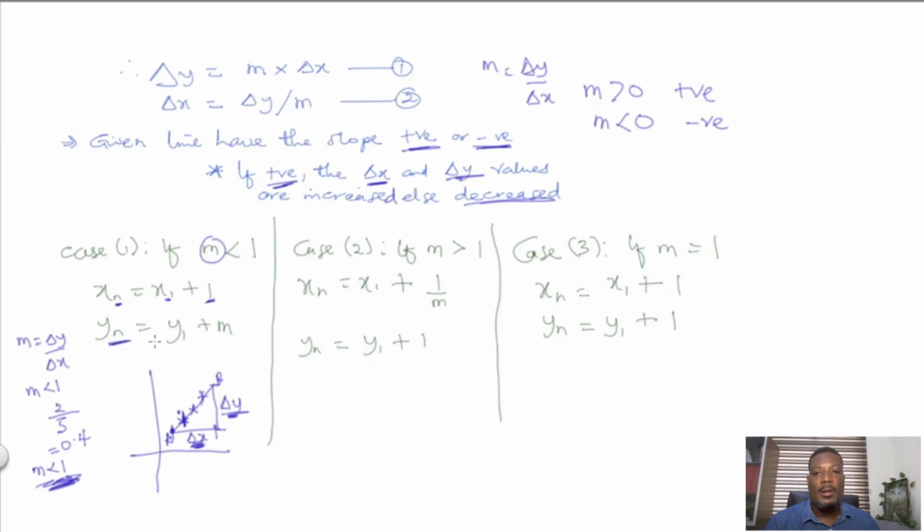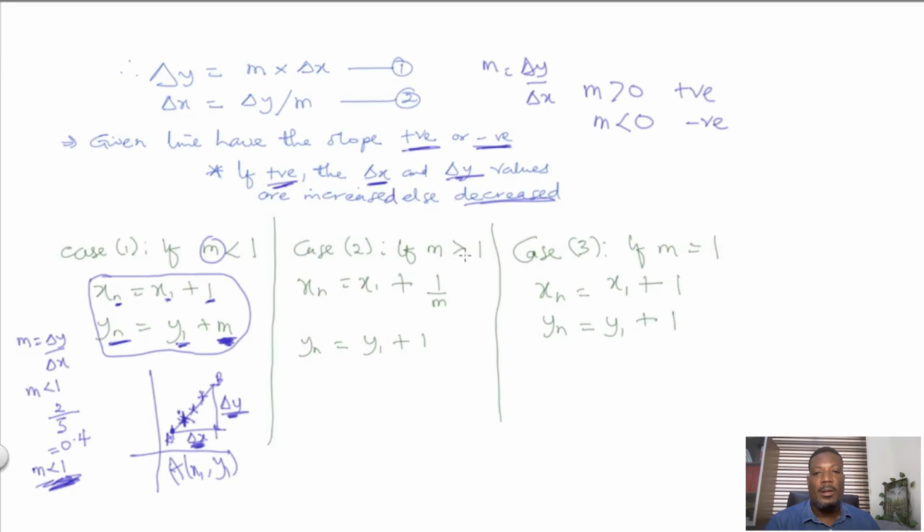Its y coordinate will be y1, that is the y1 for this point A, if A is x1, y1. So it will be y1 for this point or pixel plus the gradient that we have calculated. So in a case where m is less than 1, this is the formula that you need to have in mind to be able to create a new point, which is xn, or intermediate points on the line. Now let's look at the second case.